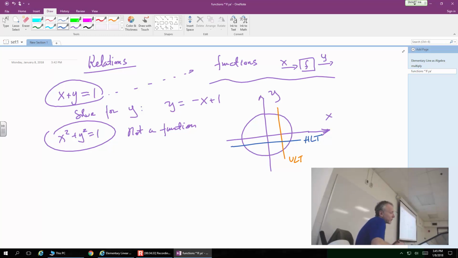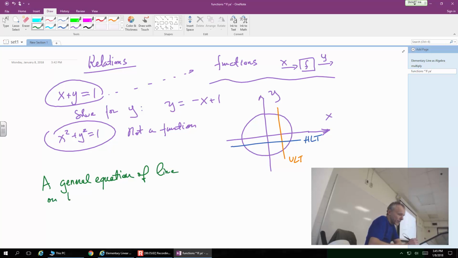But once again, if we concentrate on functions that are linear, as the one on the left-hand side, then we are in a better place. So let's get straight to the point. You may have seen it: the general equation of a line on the plane. Remember that one?